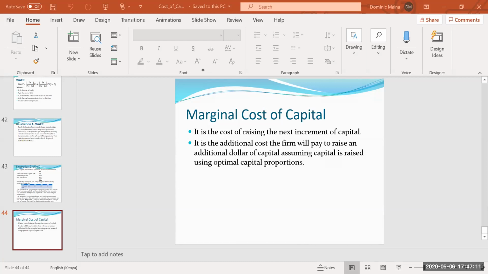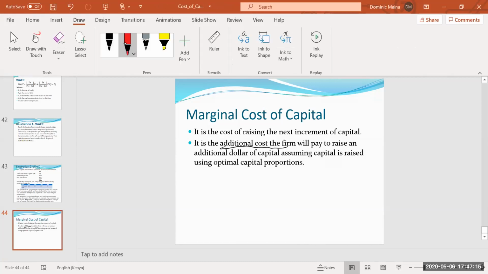So don't forget the term here, it is the additional cost. It is the additional cost the firm will be incurring for raising an extra dollar. Let me just share my board.